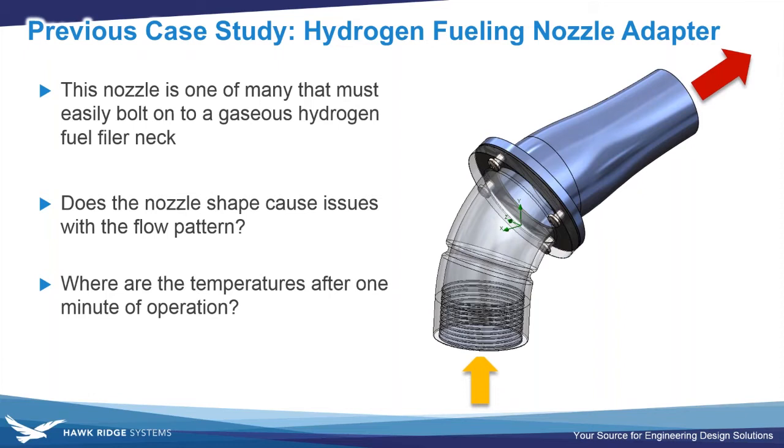So what Damon Tordini did last week was run an analysis on this nozzle and this filter neck adapter that you can bolt on, and he wanted to see what the nozzle shape would do to the fluid pattern. He did a comparison between an open flow versus one that was a little more restricted, to see what the flow patterns were. In addition to that, he was able to see how hot the nozzle was getting after a minute of operation.